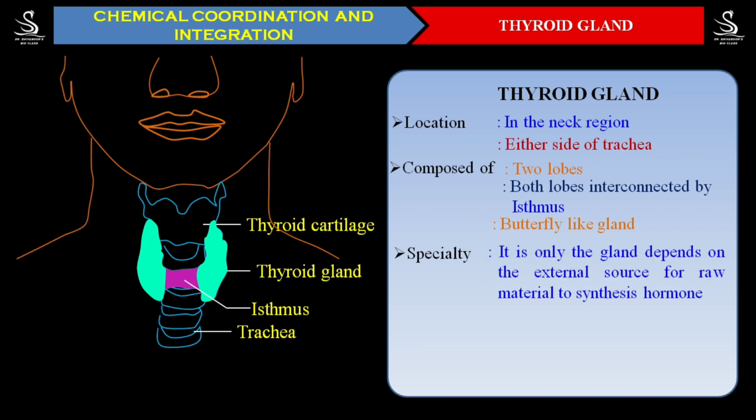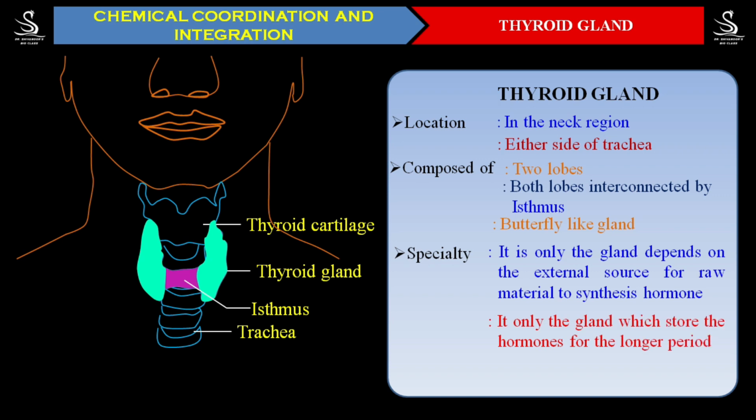One important speciality is that it is the only endocrine gland in our body which depends on an external raw material for the synthesis of hormones. What raw material does it require? Iodine. For the synthesis of thyroid hormones, the thyroid gland requires iodine. In our body, there are no other such endocrine glands dependent on an external source for raw material. But the thyroid gland is the only gland which depends on an external source for the synthesis of hormones.